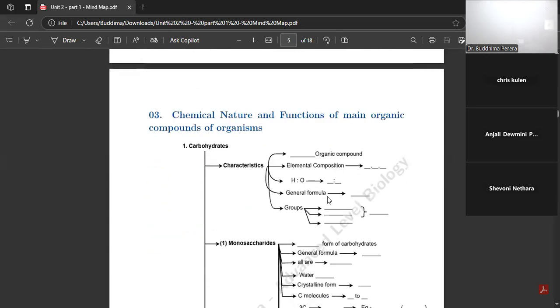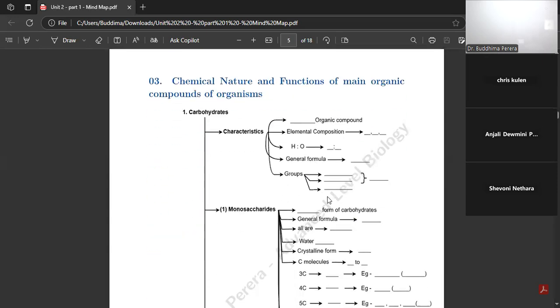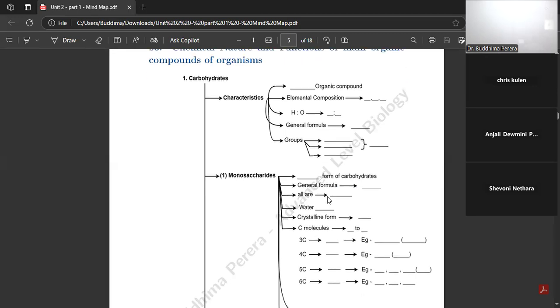Right. Then we discuss carbohydrates also, the chemical nature and function of the main organic compounds of organisms. First one, carbohydrate. Carbohydrate characteristics. Most abundant organic compound. Elemental composition is oxygen, hydrogen, and carbon. Hydrogen to oxygen ratio is 2:1. Their general formula is CxH2Oy. There are three groups: monosaccharides, disaccharides, and polysaccharides.